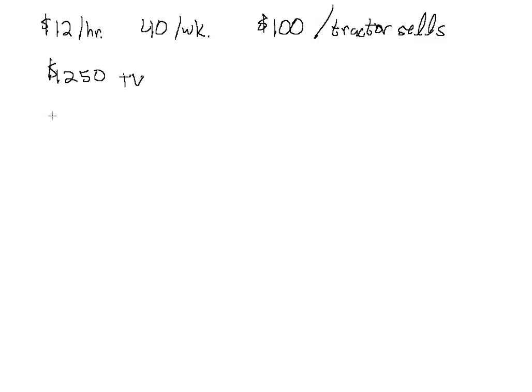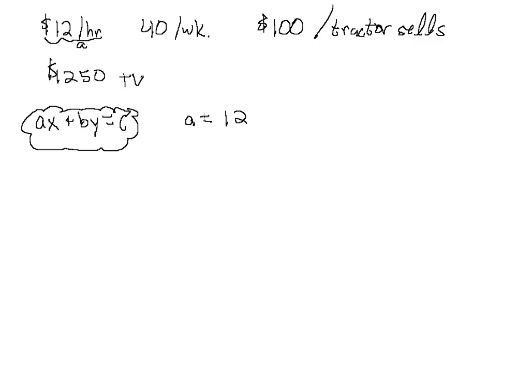So this is a standard form equation, and let's remind ourselves one more time what a standard form equation looks like. We have ax plus by equals c. So let's go ahead and label some of these variables. We have $12 an hour as his hourly wage, so let's call this A. A equals 12. B is ironically for bonus. Let's label $100 as his bonus for each tractor that he sells.